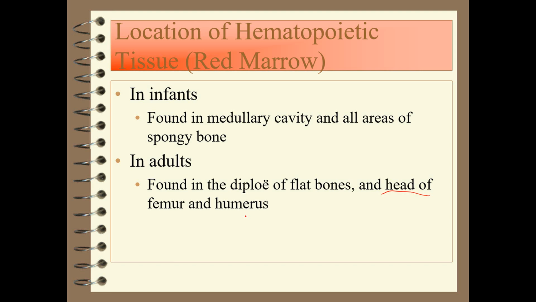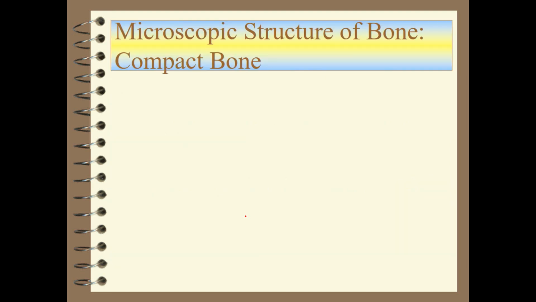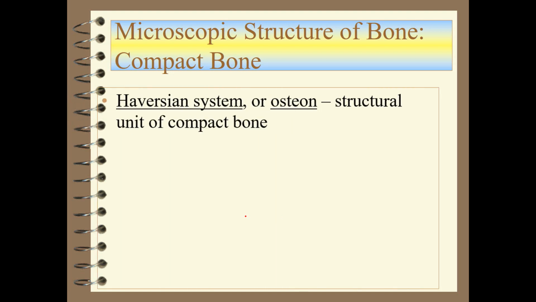All right, so now what I want to do is take a closer look at this compact bone. Not all of this stuff is going to be on the list. So we're going to be taking a look at an osteon. And an osteon is the structural unit of a compact bone. If we keep repeating an osteon, then we're going to have this compact bone.